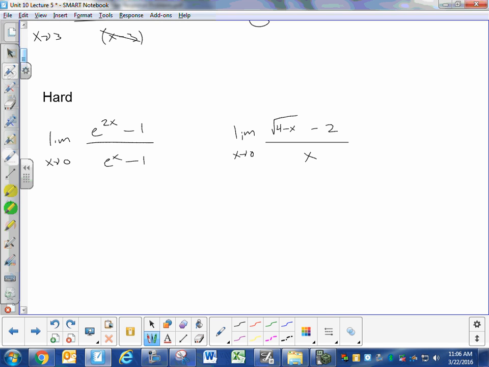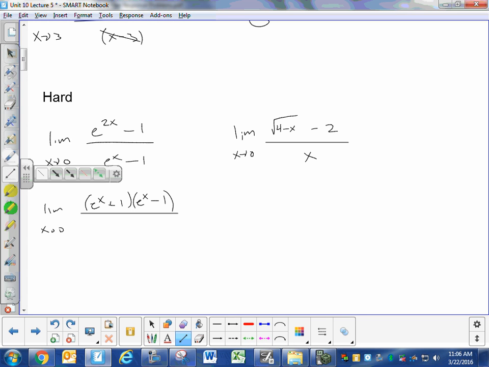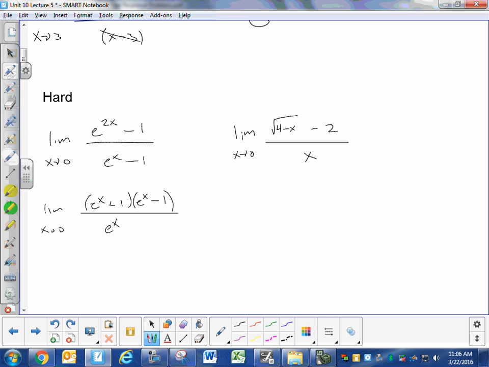All right. Well, you can factor this. This is a difference of squares like the other one. This is e to the x plus 1 times e to the x minus 1, divided by e to the x minus 1. Okay, and of course the first thing I attempted is to plug 0 in, and I get 1 minus 1 over 1 minus 1, that's 0 over 0, so I can't do that, which is why I have to factor. Those cancel, I plug in 0, I get 2. Okay? Now, what about this one?